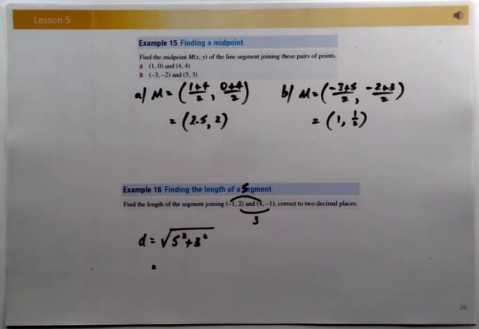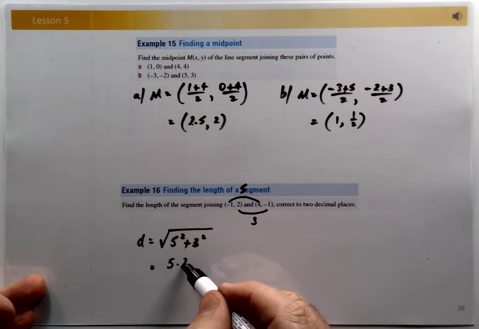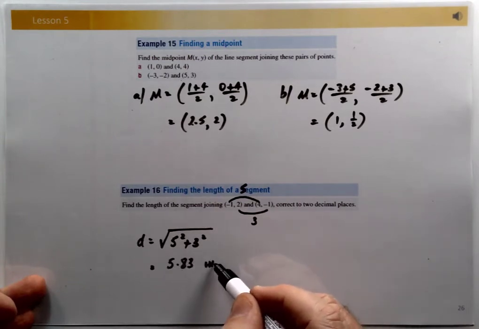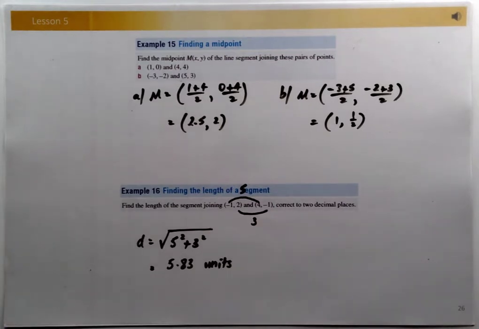Okay, we can just shove that into our calculator. No need to work out what 5 squared and 3 squared are individually. So we're going to go square root of 5 squared plus 3 squared. That's going to give us, correct to 2 decimal places, 5.83. Look, technically we should write units there, but it doesn't really matter. 5.83 is sufficient.